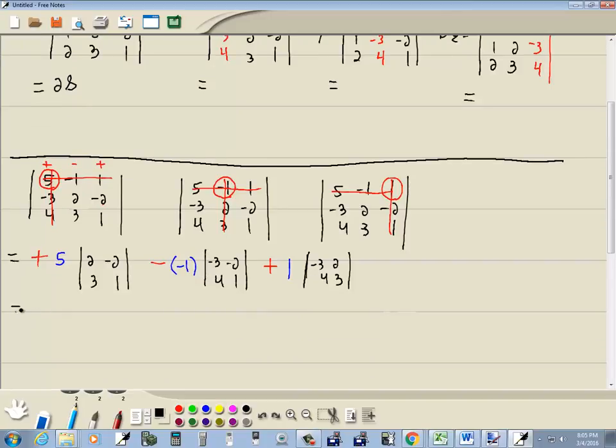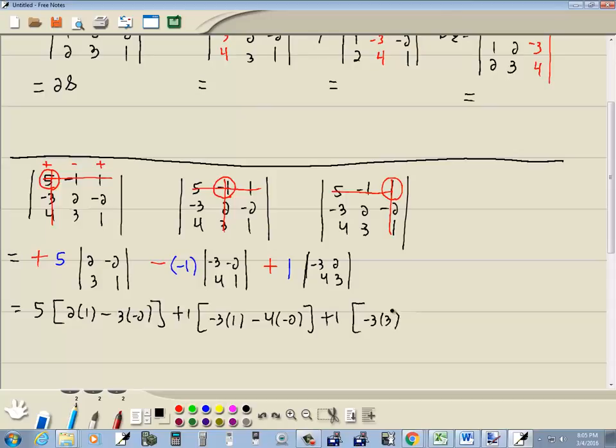Okay, so then we got 5, and we'll cross multiply. 2 times 1, always a minus in between them, and then 3 times negative 2. Negative negative gives us a positive 1. Cross multiply. Negative 3 times 1 minus 4 times negative 2, plus 1. Cross multiply. Negative 3 times 3 minus 4 times 2.